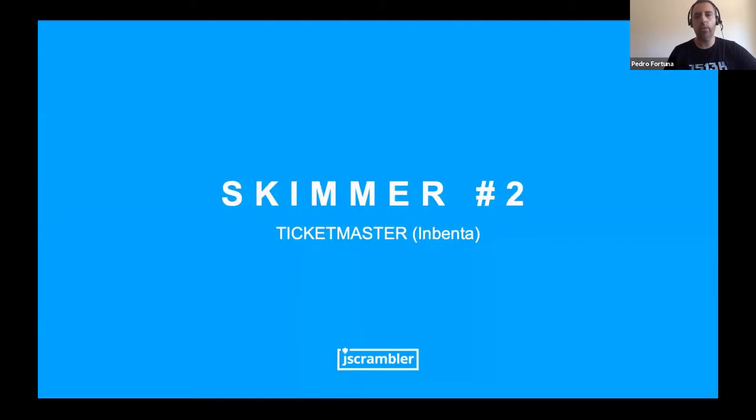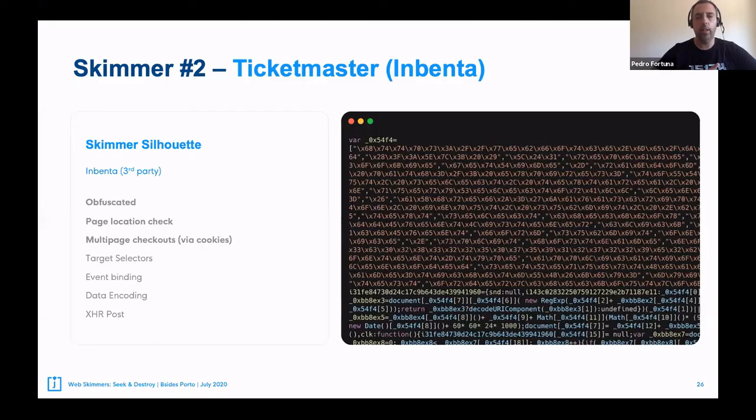Skimmer number 2 is the one that we saw before, the Ticketmaster Inbenta skimmer. This particular skimmer uses obfuscation. It also uses newer techniques like a page location check. It checks if it's in the right place. It has multi-page checkouts, so it uses cookies to store information as the user progresses in the payment process. And the other things are the normal things that we have: event binding, XHR post, and target selectors.